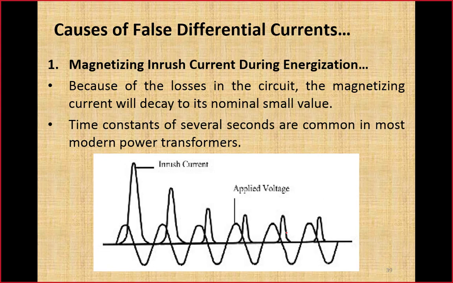Time constants of several seconds are common in most modern power transformers. That means the transformer may draw this inrush current or heavy current for a few seconds. That is too long a time for a relay to wait for such a high current to exist in the system.